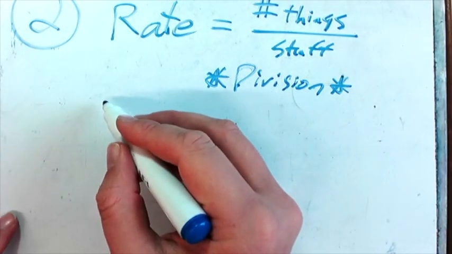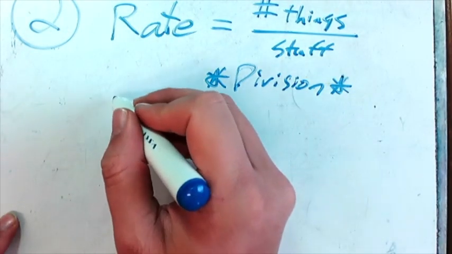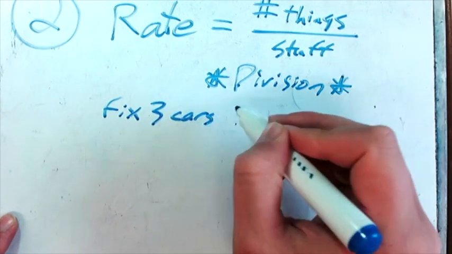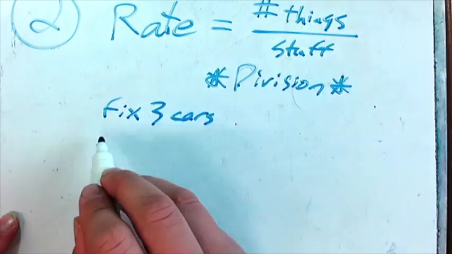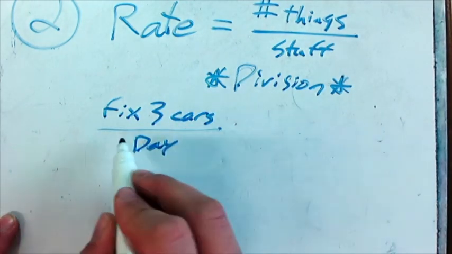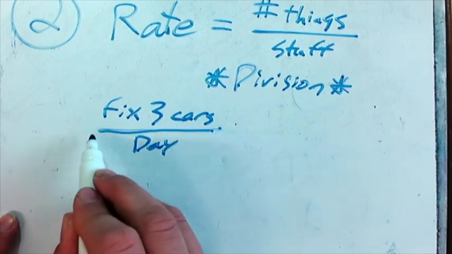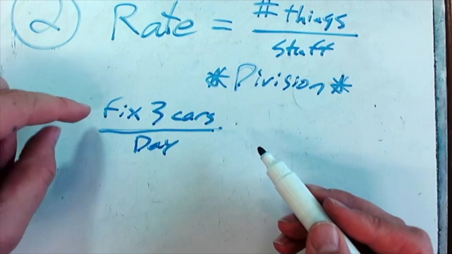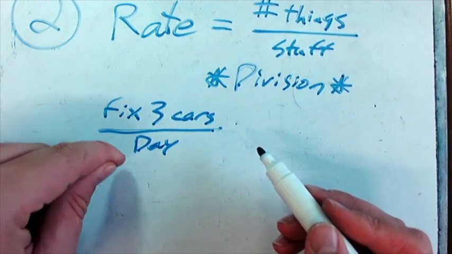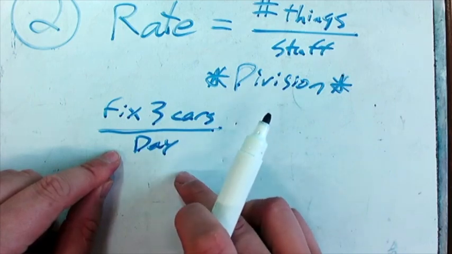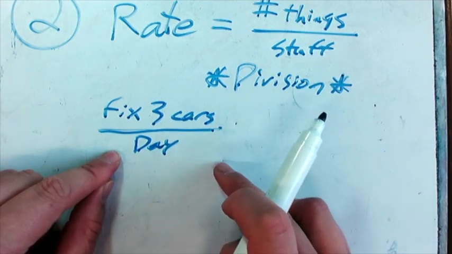So the first example is someone can fix 3 cars a day. What does that mean? Fix 3 cars per day. Try to get language where you're identifying that per, which means the line. It means that this is going to be divided by this. It means that 3 cars per day. Okay, so how many cars can he fix in a month?